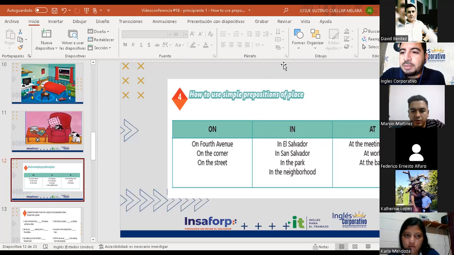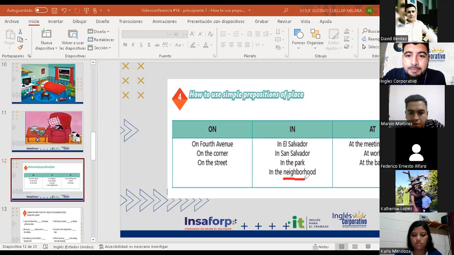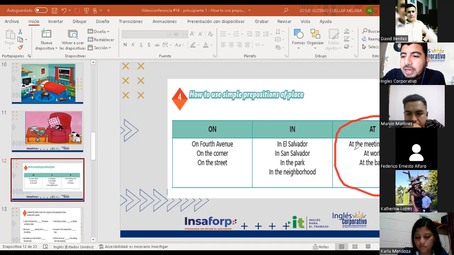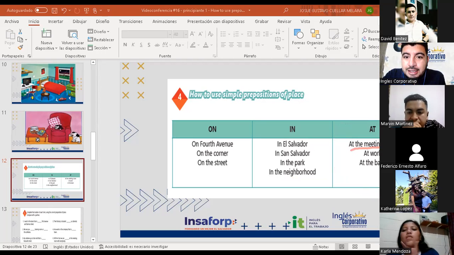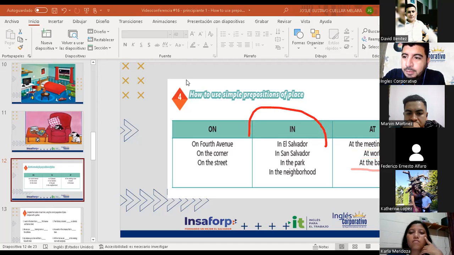Bien, cuando decimos esta palabra, neighbor, significa vecino. Neighbor, vecino. Pero como decimos neighborhood, decimos vecindario. ¿Ok? Y tenemos at, ¿verdad? Que decimos at the meeting room, que es en la sala de reuniones, at work, en el trabajo, at the bank. La diferencia prácticamente entre in y at es que aquí son lugares súper específicos. Y aquí son lugares como un tanto generales. Ok. So, let's continue with this.